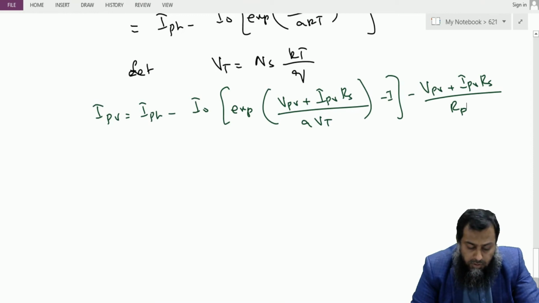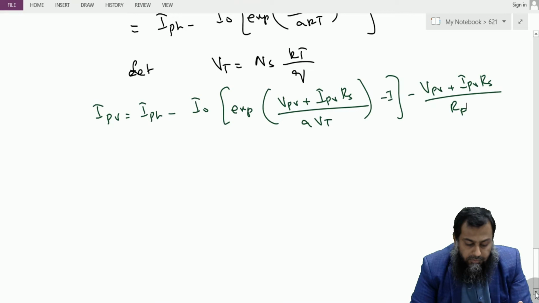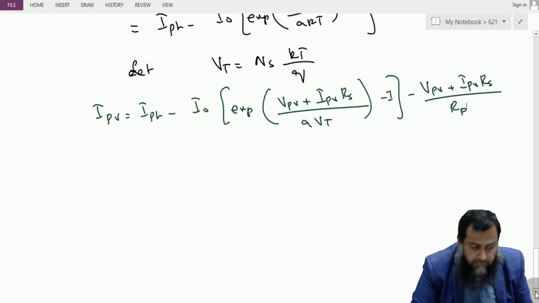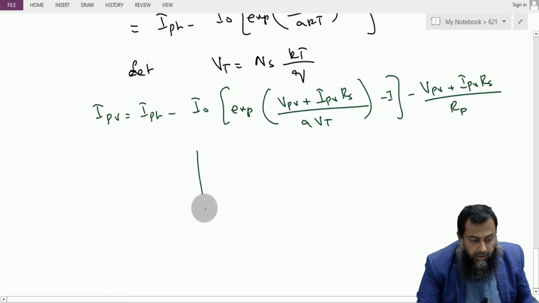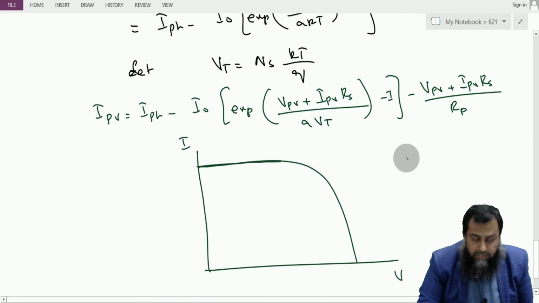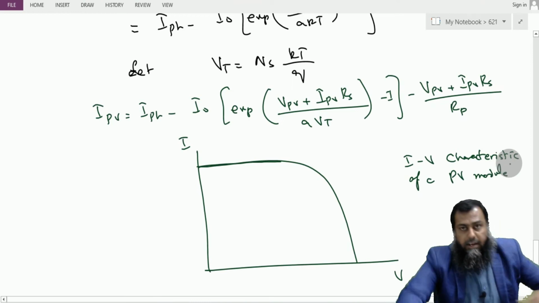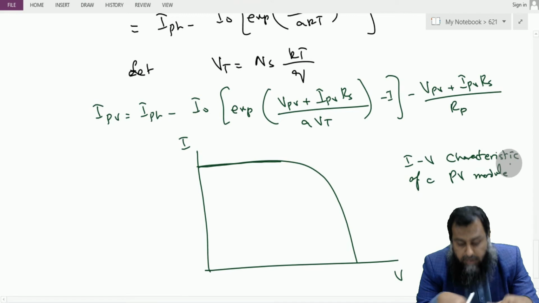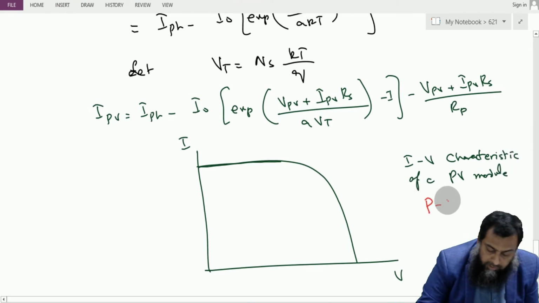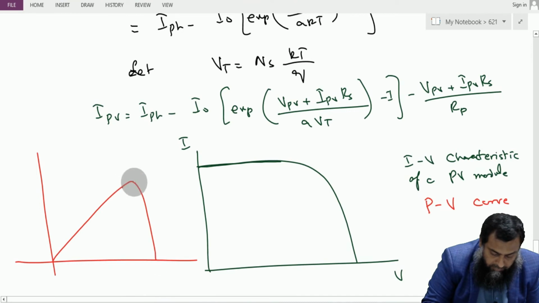So, in today's class, we will focus on the important parameters which are of interest in the IV characteristics of a given photovoltaic module. Based on this equation, we can draw a characteristic curve, something like this one, and it is known as the IV characteristics of a PV module. Remember that the characteristics of a PV module are either shown by this IV curve or by the PV curve as well, or power versus voltage curve, that is of this type of shape.